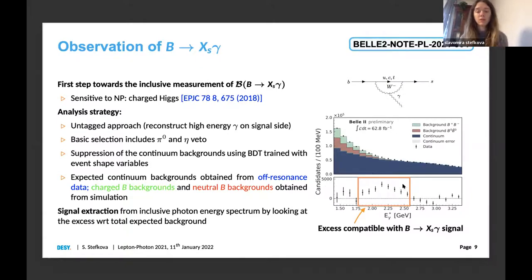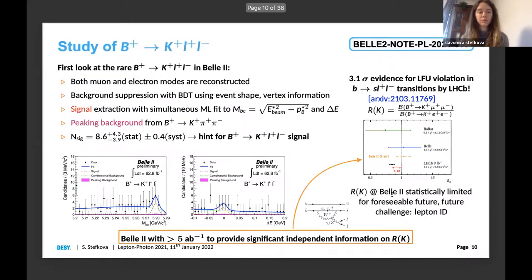As you can see very clearly here, we do see an excess that is compatible with what we would expect from the B to X_s gamma signal. Now moving on to the study of the B to K l l. So I think everybody knows here that there is now an intriguing 3.1 sigma evidence for the lepton flavour universality violation that was measured by LHCb in B to s l l transitions.